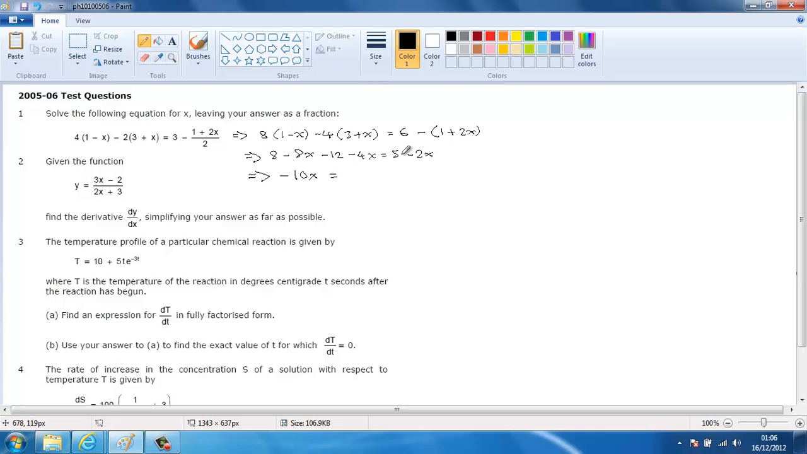And everything else has got to go on the right hand side. So 8 minus 12 is minus 4. Crosses the equal sign to become plus 4. So on the right hand side we're going to have 5 plus 4 is 9, and therefore x is equal to, if we divide both sides by minus 10, then we end up with 9 upon minus 10, which is the same as minus 9 upon 10. Or we can use cross multiplication to just move the minus 10 down underneath the 9.